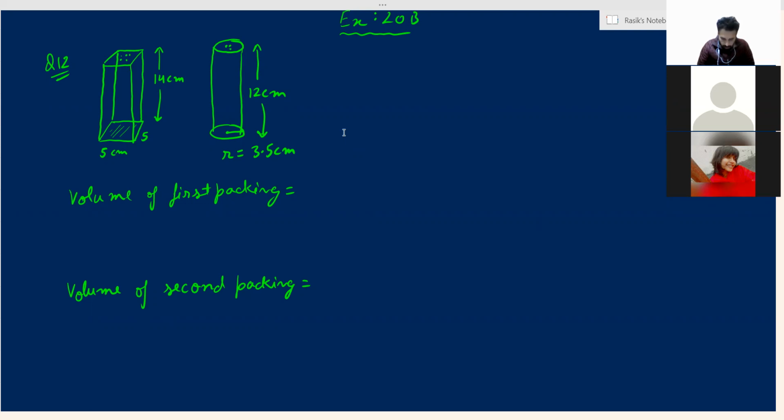The volume of the cuboid, that means the first packing, is 350 centimeter cube, right? Yes, sir. And the volume of the cylindrical packing is 462 centimeter cube. Very good. Therefore the cylindrical packing has greater volume and the difference is 112 centimeter cube. Pranjali, just correct the unit. It should be centimeter cube. Otherwise, it is absolutely right. You have written square. Yes, sir.